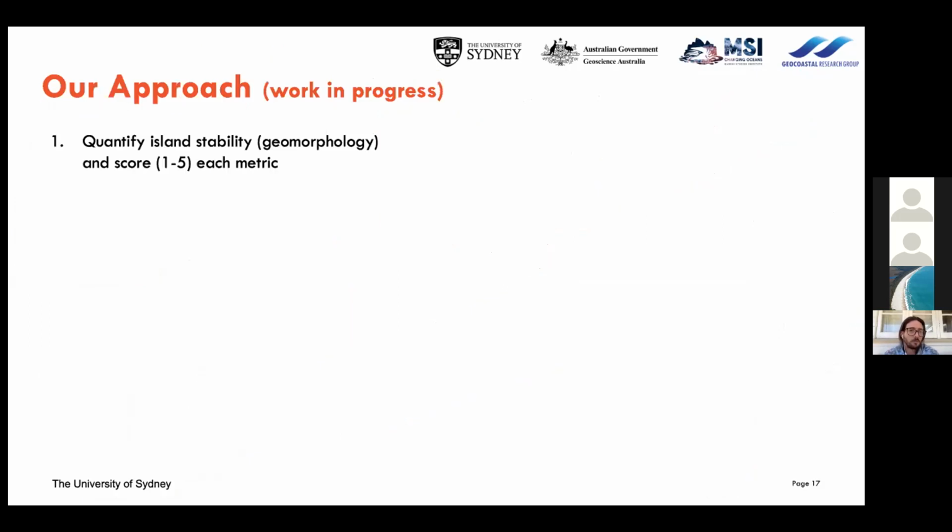Okay, so our approach, it's a work in progress, I must stress. COVID threw a bit of a spanner in the works with our lockdown, but yes.